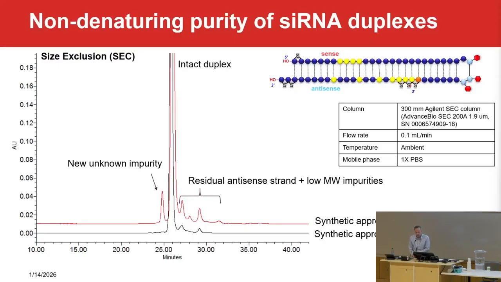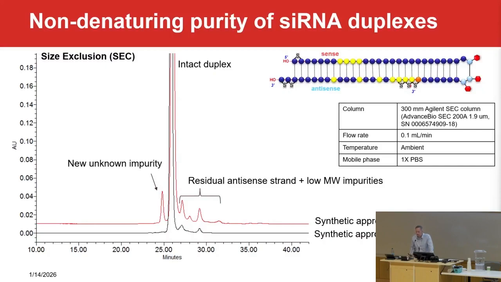So siRNA is a double-stranded nucleotide, or oligonucleotide, similar to our DNA in our own body. It's double-stranded, right, with the Watson-Crick base pairing by hydrogen bonding of the two strands. So synthetically, we make the two strands separately, and then we combine them in a 1-to-1 ratio. They'll hydrogen bond under aqueous conditions.